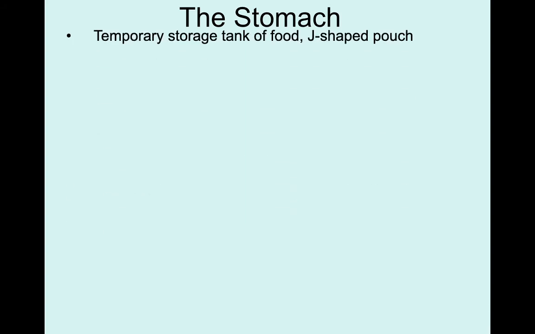The first thing we want to do is talk about the structure of the stomach. The stomach is a temporary storage tank of food. It is roughly a J-shaped pouch. I really don't think that it's shaped like a J, but that's what a lot of the textbooks say. We will look at a picture of the stomach in a minute and label it. You will also have to label a stomach in your interactive notebook.